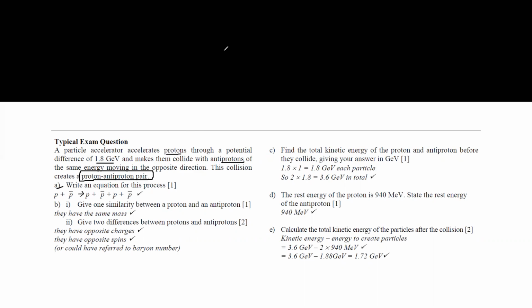So first you have a proton, and there is an antiproton. One is a proton, another one is an antiproton. They are moving towards each other, they collide, and this results in the formation of a proton and antiproton pair. So we have to write the equation for this process, as I mentioned. As the proton and antiproton are there, they are creating a pair of another proton and antiproton.